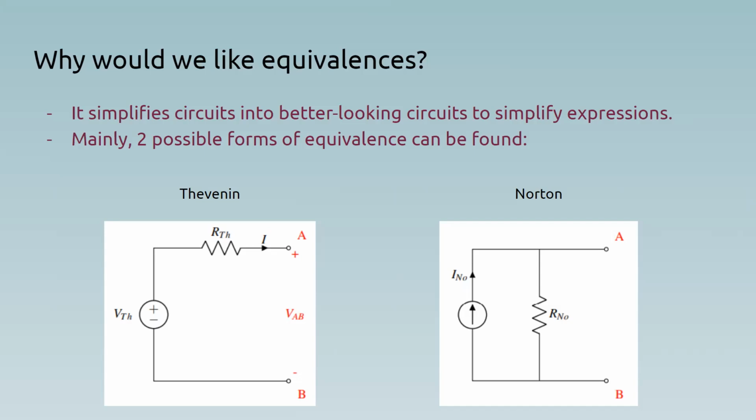So what we like to do in this case is to perform equivalent circuits that have the same IV relation by simplifying a circuit down to one of the 2 models below. One of them is called Thevenin, which uses a voltage source and a resistor. The other one's called the Norton model, which uses a current source and a resistor.